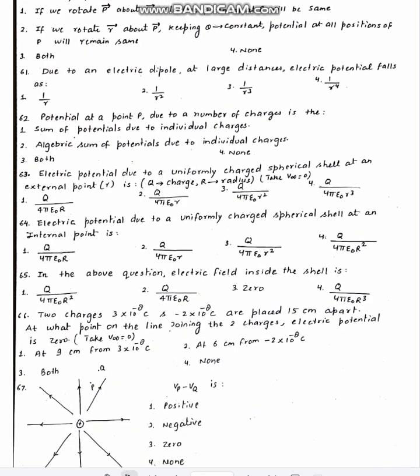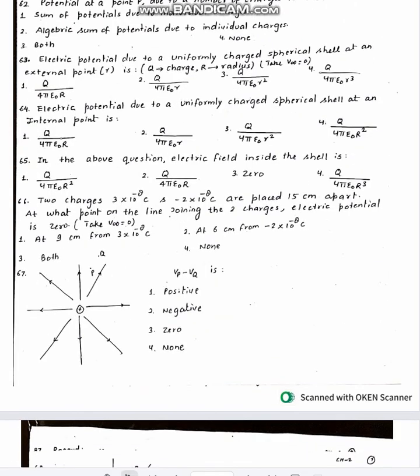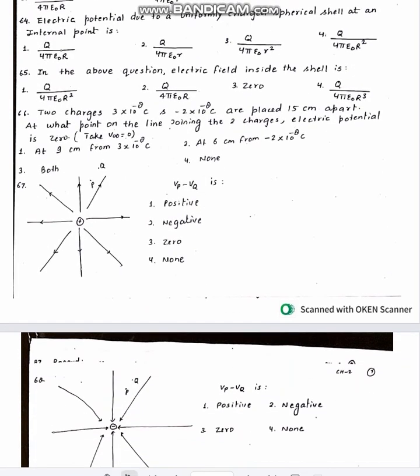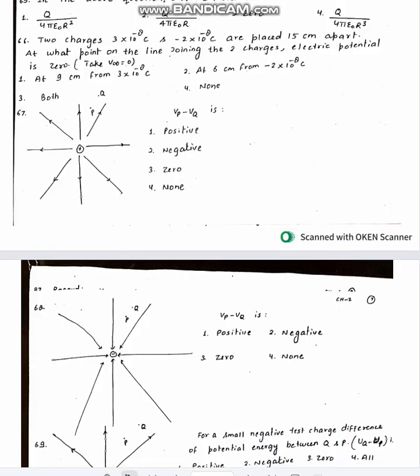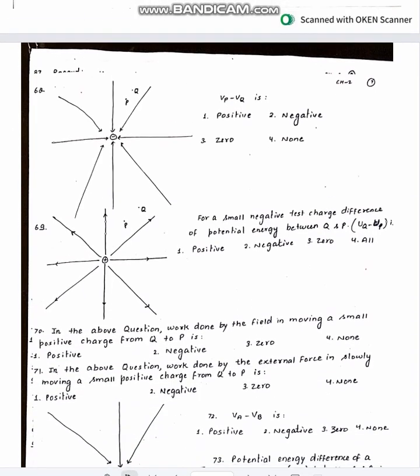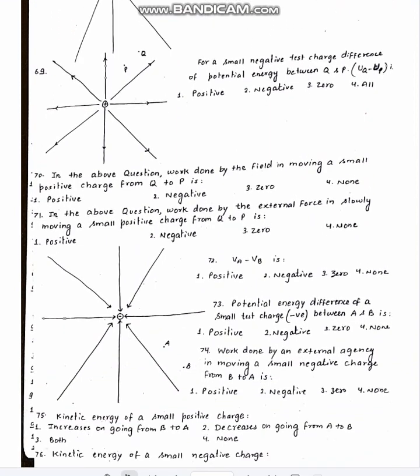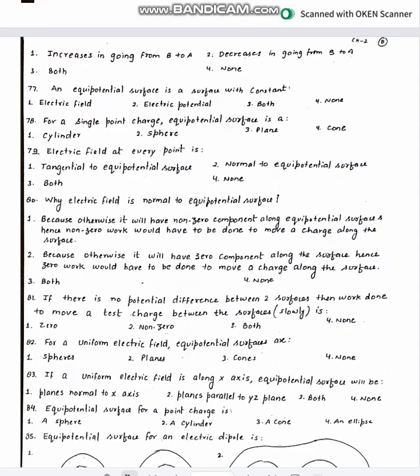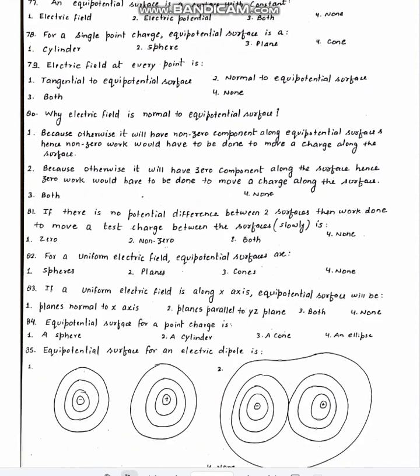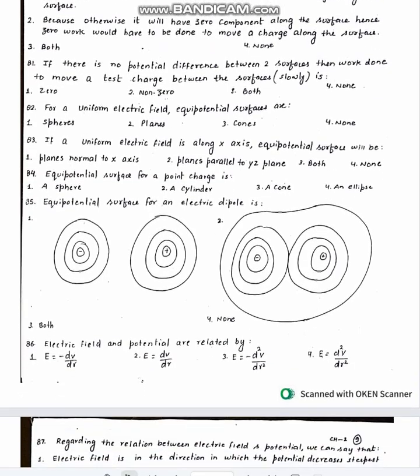Then we have potential due to spherical shell, internal and external point. Then we have some calculations based on problem on potential difference between 2 points. Again, there are 3 questions repeated. Then there are questions on the basis of potential difference calculations. Then we have concept of equipotential surfaces, electric field and different equipotential surfaces.